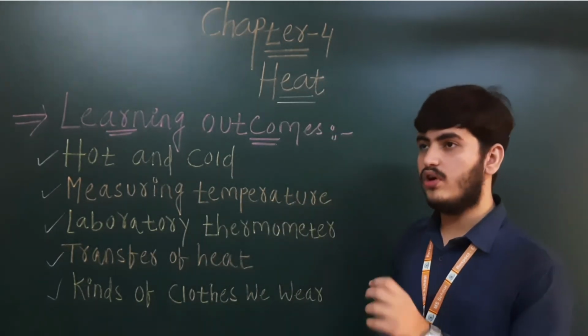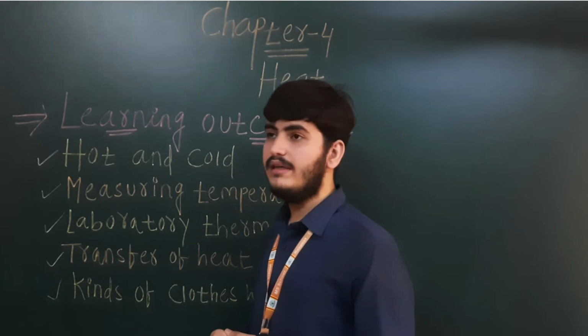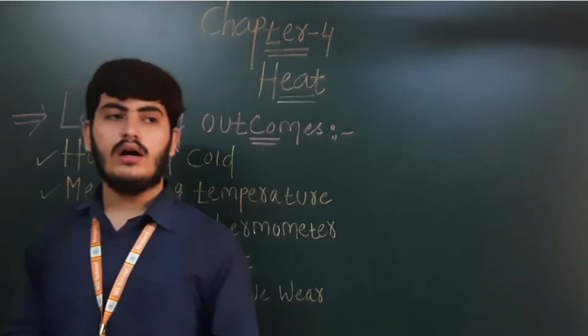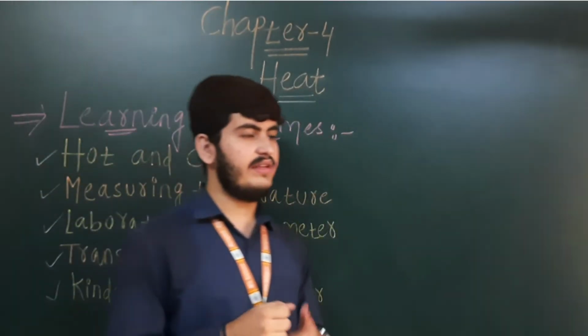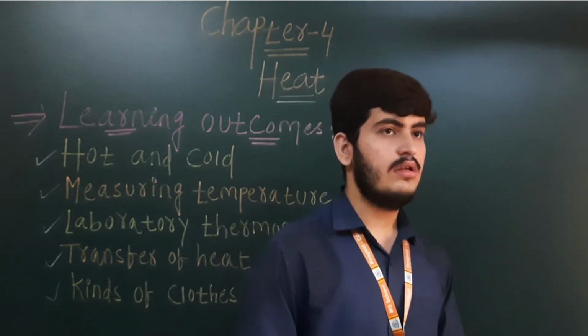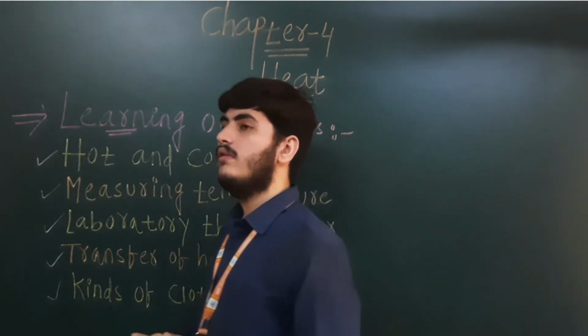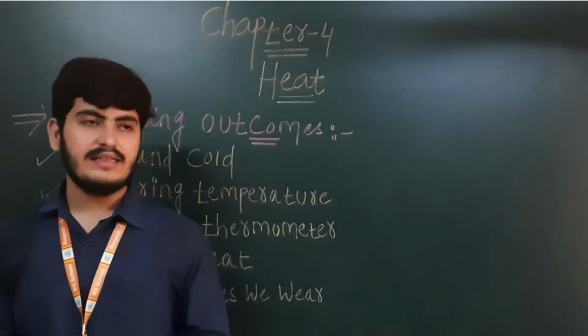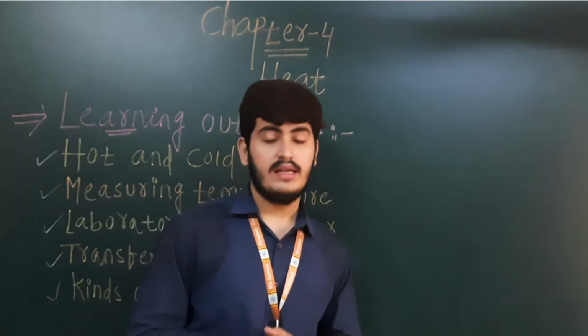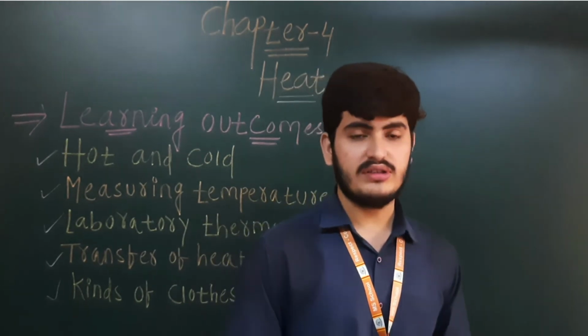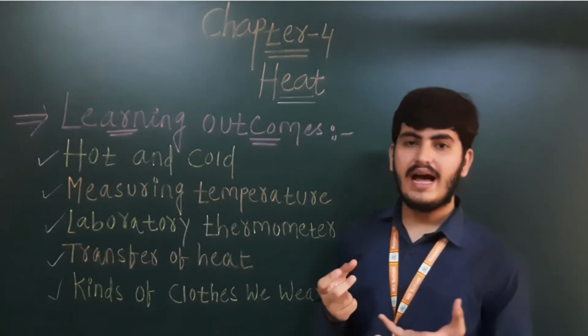So moving forward, just now in chapter number 3, you have learned that wool and silk we get from animal fibers. Jute and cotton we get from plant fibers. Why do we wear woolen clothes in the winter season? Yes, we wear woolen clothes in the winter season to keep our body warm.